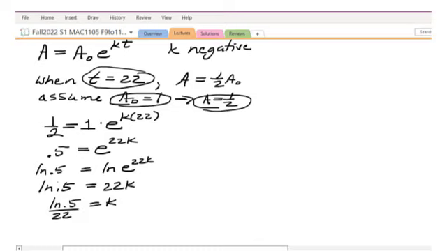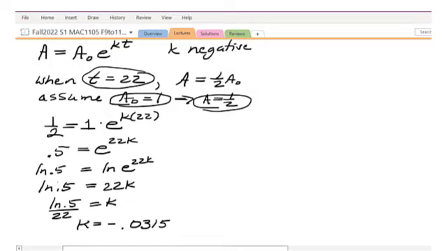So let's figure out what k is equal to. K is equal to negative 0.0315. I'm going to take this out a few more decimal places. Again, in my labs, they're going to be more specific and tell you how many decimal places they want.